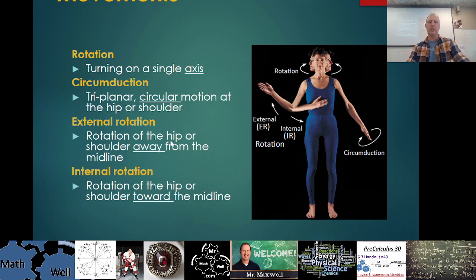External rotation, rotation of the hip or shoulder away from the midline. So if this is your midline, if you turn your shoulder in, that's an internal rotation. External rotation would be away from your midline, or moving your arm away from your midline. So external is outside or away from, internal toward.